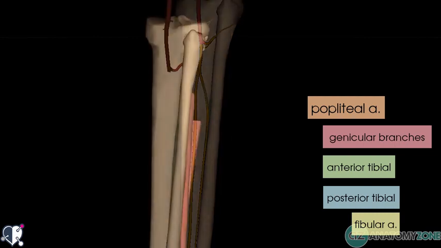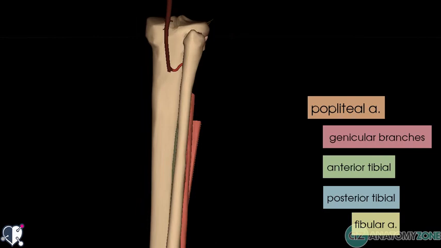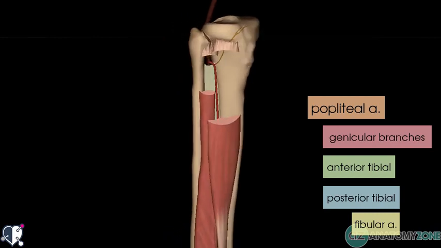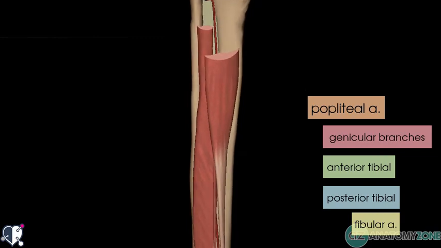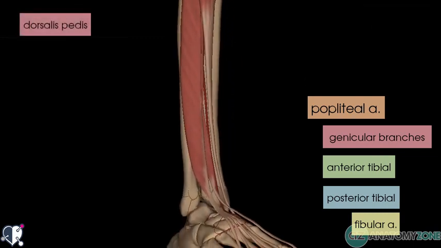The anterior tibial artery passes into the anterior compartment of the leg through a gap in the interosseous membrane between the tibia and the fibula. It then descends down the leg, and at the foot, the anterior tibial artery becomes the dorsalis pedis artery.